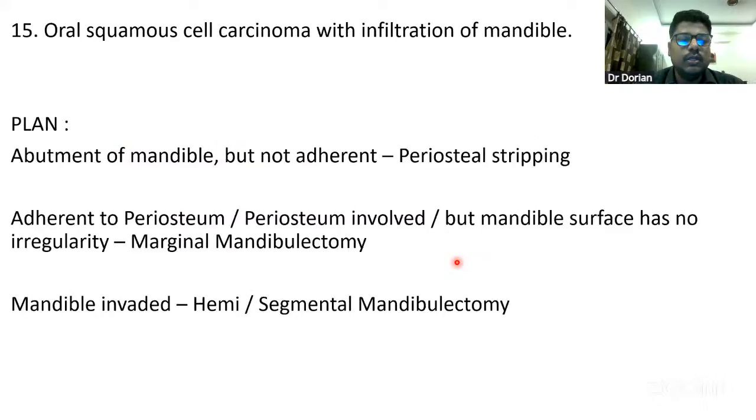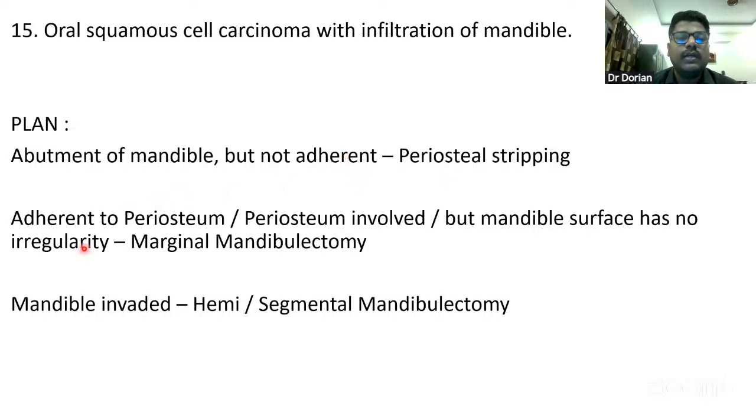Okay. So one another question which I was saying was oral squamous cell carcinoma with infiltration of mandible treatment plan. So in order to clear all confusions, I have put here 3 statements. Any of these 3 statements can be asked in the exam. Abutment of mandible by an oral cavity tumor, but not adherent to the mandible or periosteum. What will be the plan? The plan will be periosteal stripping alone. Just abutment, you strip the periosteum.